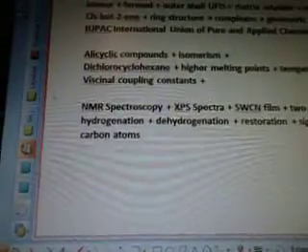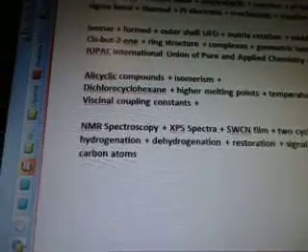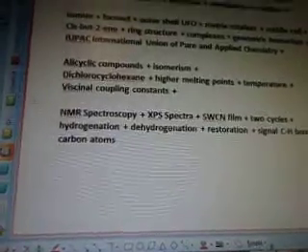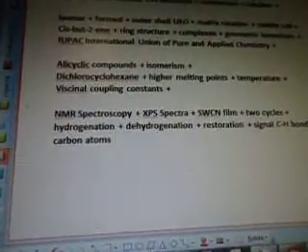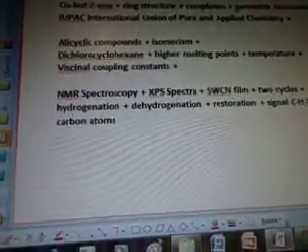dichlorocyclohexane plus higher melting points plus temperature plus vicinal coupling constants plus NMR spectroscopy plus XPS spectra plus SWCN film plus 2 cycles plus hydrogenation plus dehydrogenation plus restoration plus signal CH bonded carbon atoms. And again, I didn't compare it with the Higgs boson, but obviously that's what it reminds me of.